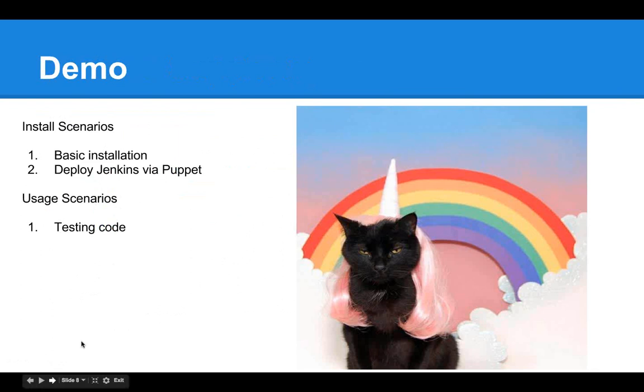Okay, now we've reached the point where I've got some demos. So we've got a couple of install scenarios we're going to go over. I've got a basic install, which is just spinning up a Linux VM and installing Jenkins. We've also got a way to deploy Jenkins via Puppet, using the Jenkins Puppet modules. And then we'll look at testing some code, actually creating some jobs, and configuring Jenkins.